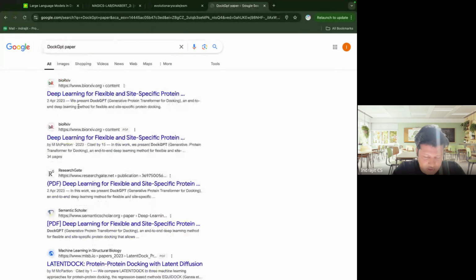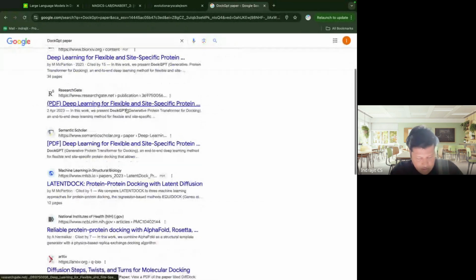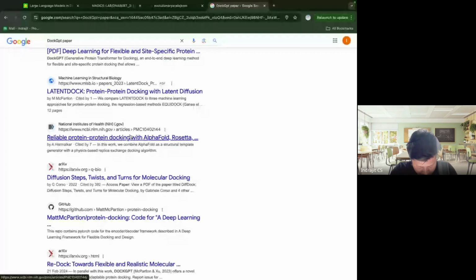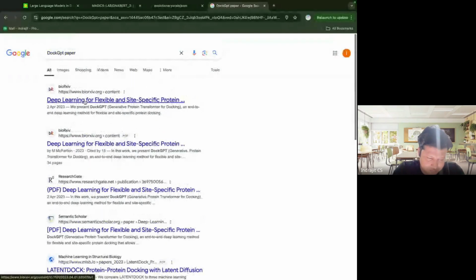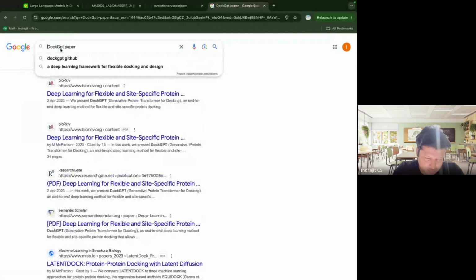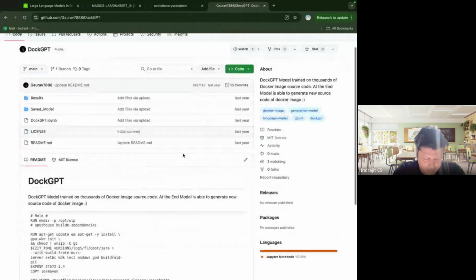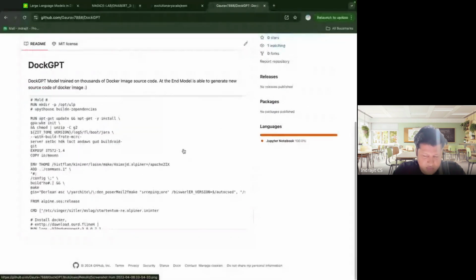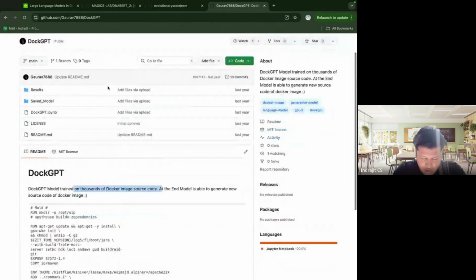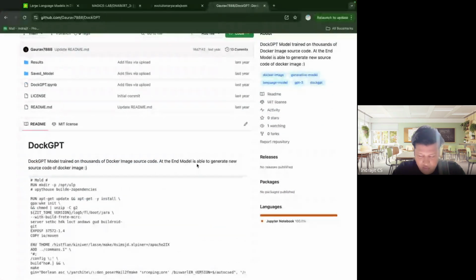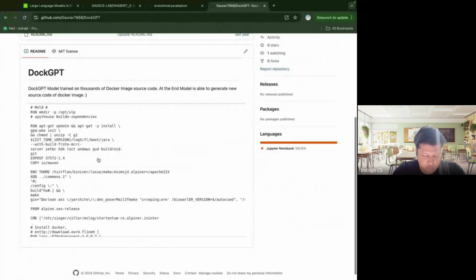You don't have to go to GitHub for this. So this is basically a model trained on thousands of Docker image source code. At the end, the model is able to generate new source code of Docker images.